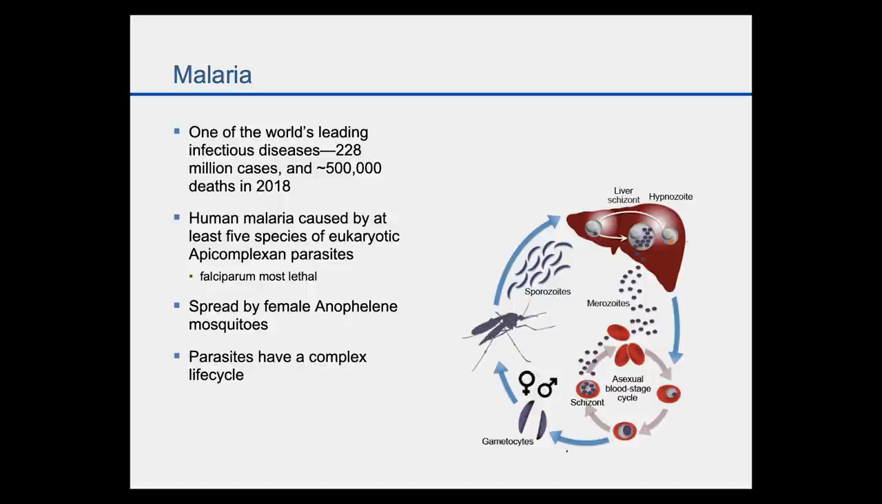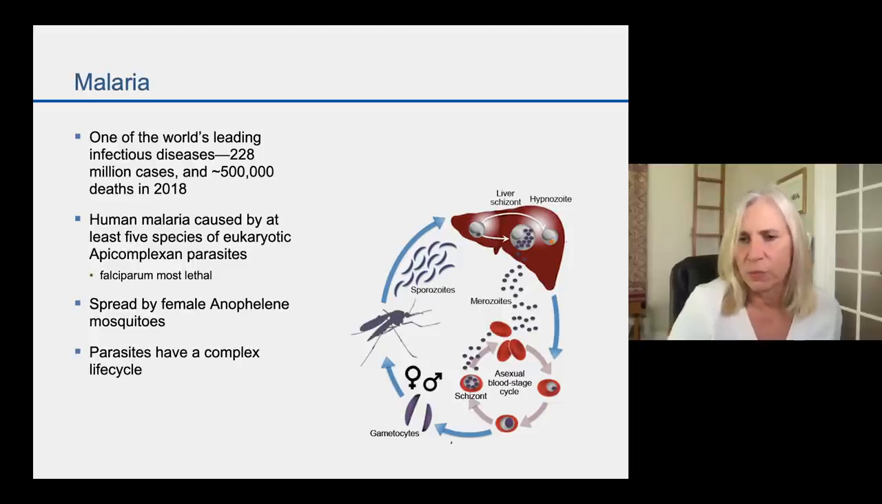A parasite will invade an erythrocyte. It will consume the hemoglobin in your erythrocyte. It will replicate, and then when it's done, it will burst the erythrocyte, releasing about 20 new merozoites, which will then reinvade erythrocytes. This is where you get all the symptoms of malaria, the characteristic fever and chills.